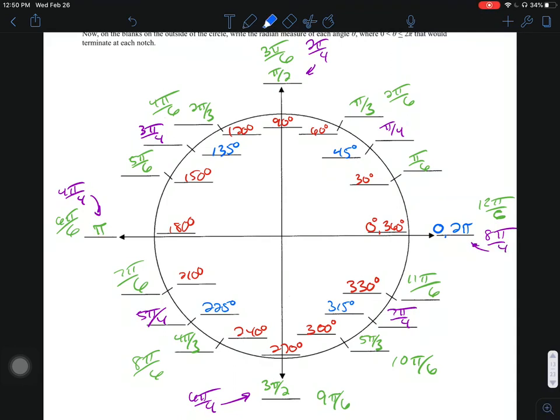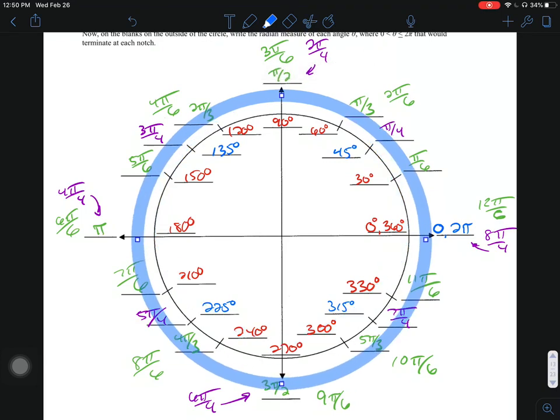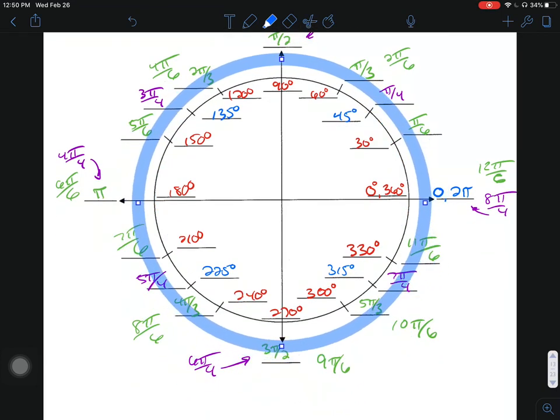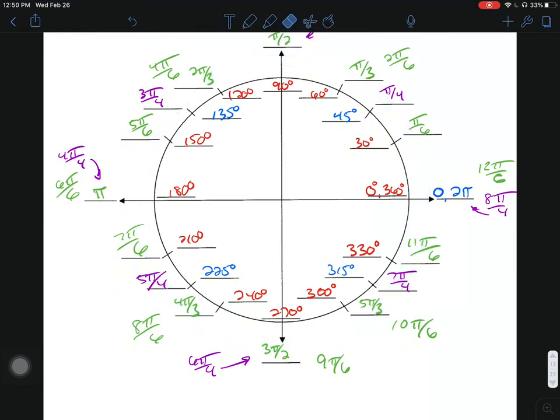You need to be able to label this unit circle, counting by 30 degrees and 45 degrees, and also label it counting by pi over 6s and pi over 4s. Just to remind you, what is a unit circle? A unit circle has the center at the origin and has a radius of 1. Moving on.